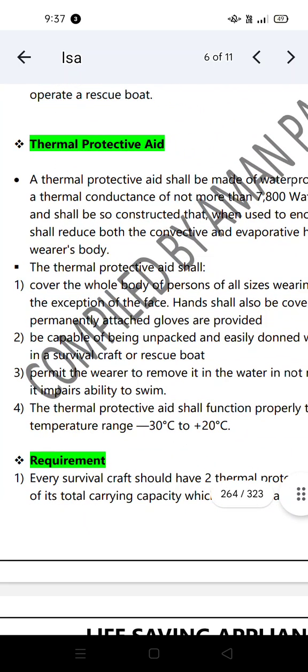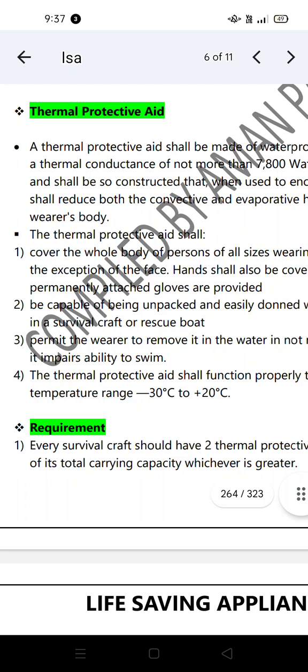Now about thermal. What is about the TPA? Thermal protective aid.